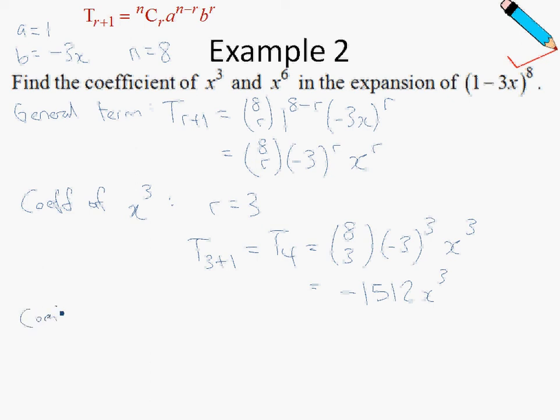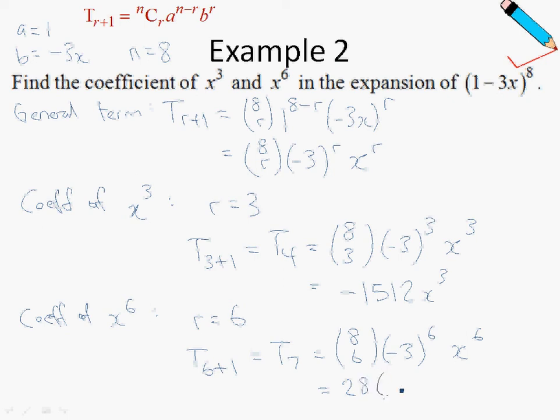So if I want the coefficient of x to the power of 6, in this case my r should be 6. So I want to have 6 over here. So the term will be the 6 plus 1 term, which is the 7th term. And it's just 8 choose 6, negative 3 to the power of 6, x to the power of 6. Once again, I'm going to use my calculator to help me. 8 choose 6, punching this in your calculator, you get 28. Negative 3 to the power of 6 will be 729, x to the power of 6. And finally, you punch your calculator, you will just get 20412. What a huge number. 20412 x to the power of 6. And that's it for this example.